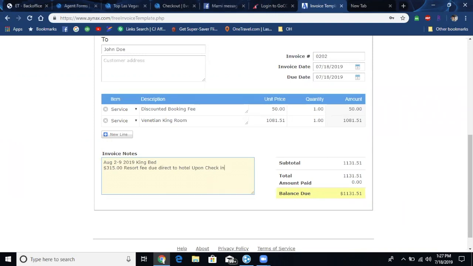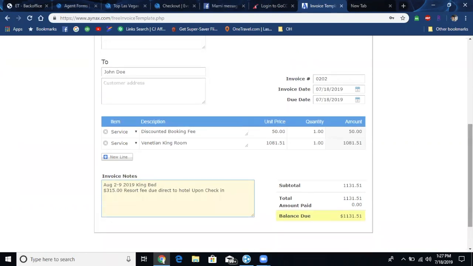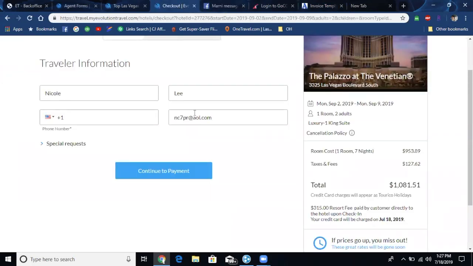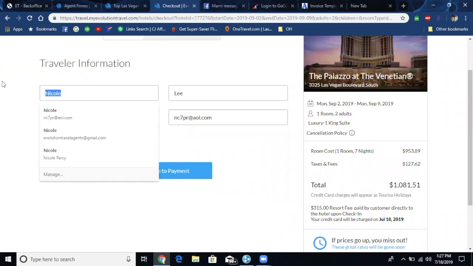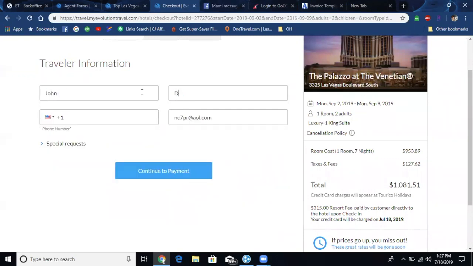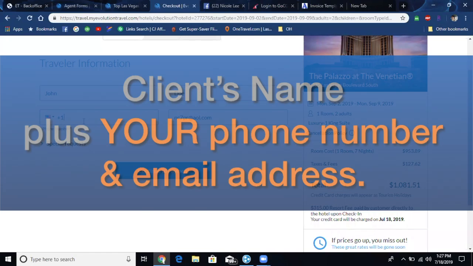So that's how you make an invoice. Now, the $50, what you're going to do is you're going to have your little Square Cash, and you're going to charge the credit card $50. Then the $1,081.51, you're going to come back over here, and you're going to put the traveler name, right? So it's John Doe. And you're going to put your phone number, right?